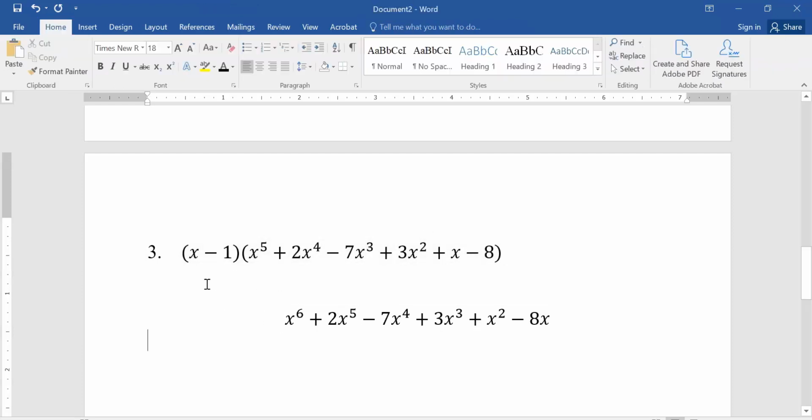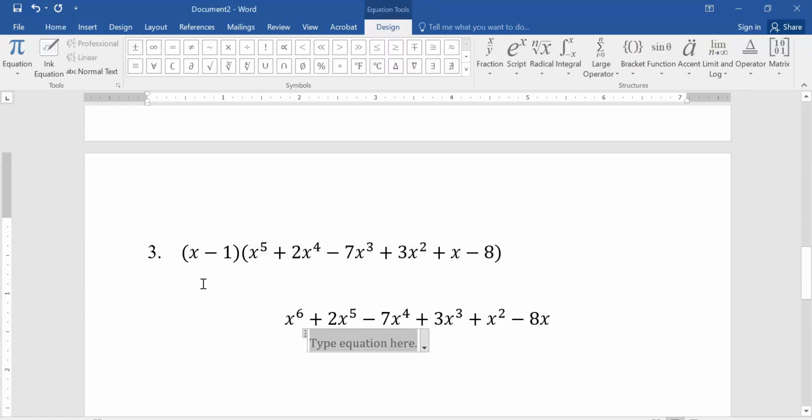Now let's distribute this minus 1. If you distribute the minus 1, minus 1 times x to the fifth is minus 1x to the fifth. Notice how I indented that, so I'm writing that right below the other x to the fifth term. Minus 1 times 2x to the fourth is a minus 2x to the fourth. Minus 1 times minus 7x to the third is a plus 7x to the third.